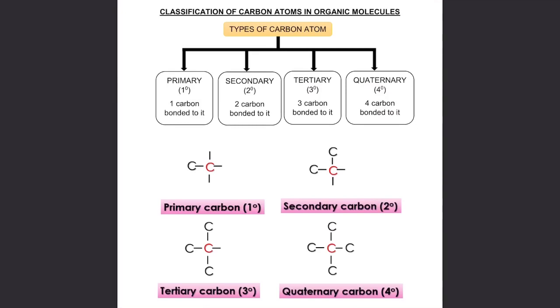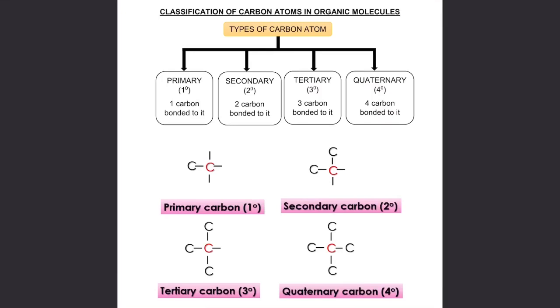Next one, we have tertiary carbon, where the red carbon has 3 different carbons attached to it. That is where this red carbon is classified as a tertiary carbon. And last but not least, quaternary carbon, where you have 1 carbon in the middle of 4 different carbons attached to it. So this is how you identify the structure so that you can classify the carbon atoms.